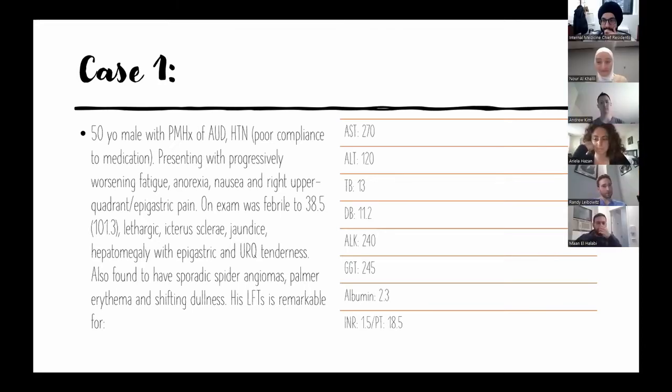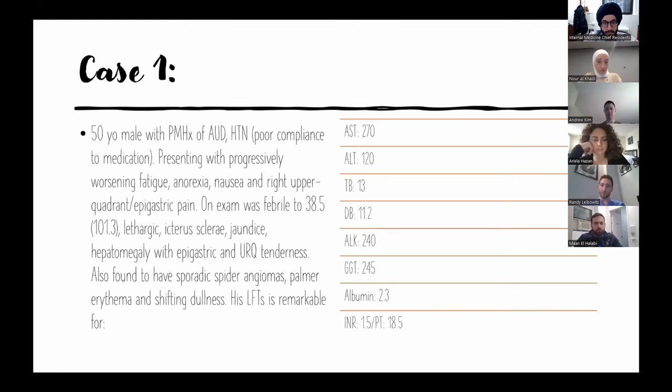Sure. So 50-year-old male with a past medical history of AUD, hypertension, poor compliance with medication, presenting with progressively worsening fatigue, anorexia, nausea, and right upper quadrant epigastric pain. On exam, he was febrile to 38.5 or 101.3 degrees Fahrenheit, lethargic, with scleral icterus, jaundice, hepatomegaly with epigastric and right upper quadrant tenderness. Also found to have sporadic spider angiomas, palmar erythema, shifting dullness.